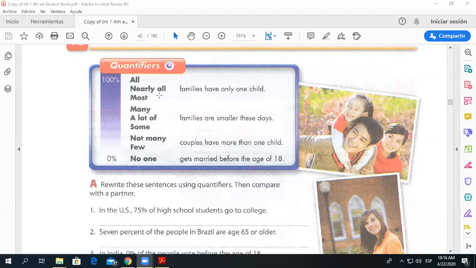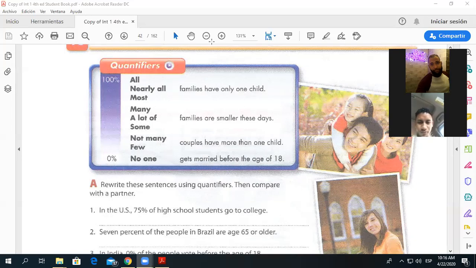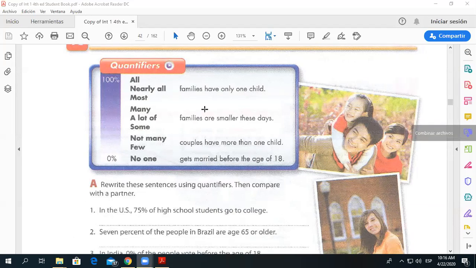Oh, okay. So yesterday I sent 2 videos about quantifiers. If you saw the video, you may remember that quantifiers are words that describe quantity or amount of something. Let me write this down.